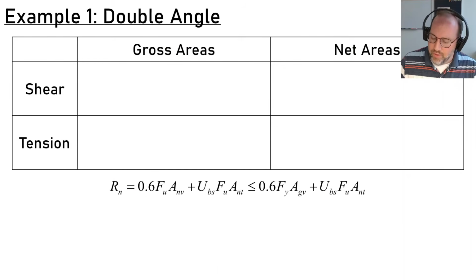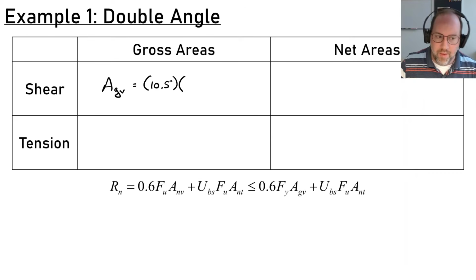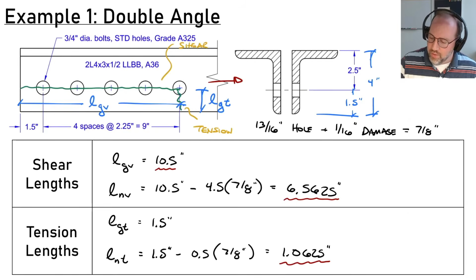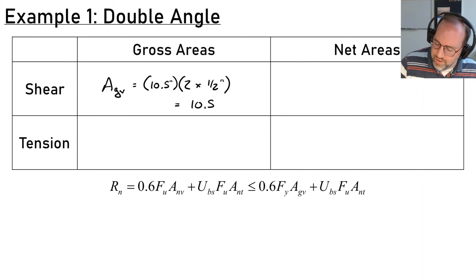So for example, if I want my gross shear area, we'll call that AGV. I'm going to take my length, which is 10.5 inches, and I'm going to multiply by the thickness that it has to break through. Well, this is an angle with a 1/2 inch thick leg, and it has to break through 2 legs. So I'll quickly go back to see that. So these legs are 1/2 inch thick, and I've got to break 2 of them, 1 here, 2 there. So therefore, this is going to be 2 legs times 1/2 inch. So this is obviously just 10.5 square inches now.